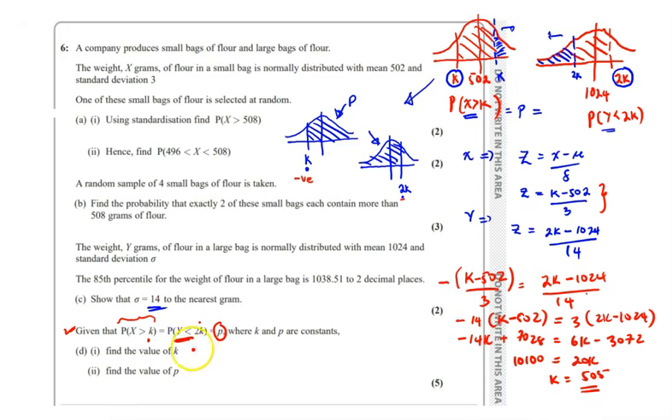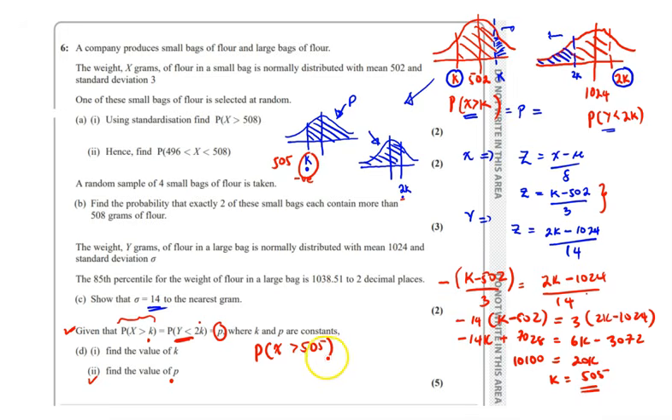That's the first part of question D. The last part, they're asking us to find P now. P is the probability, so you can use whichever one you want. You have the value of k here now, which is 505. So you're just getting the probability that X is greater than 505.